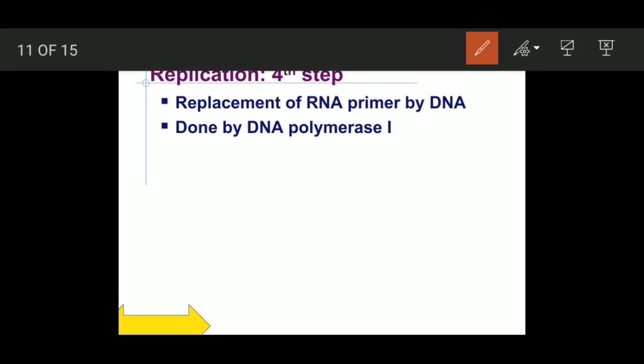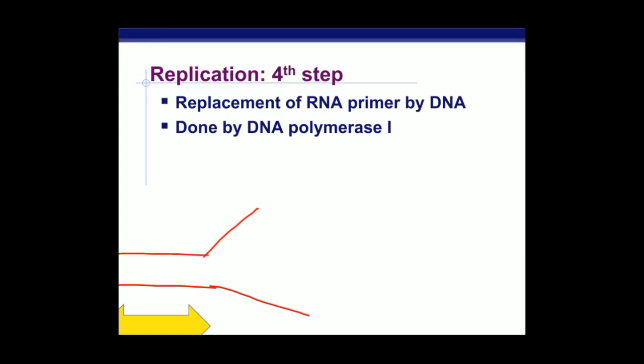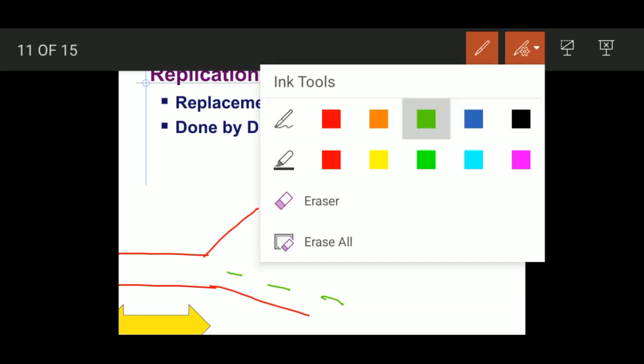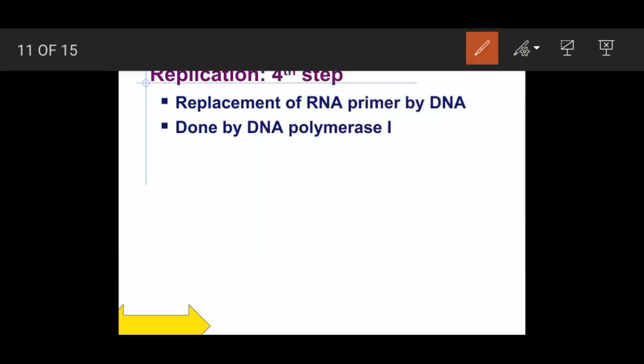As you can clearly see here, as we have already mentioned, let's draw it. Suppose this is the replication fork, correct? This is the replication fork, and suppose this is the lagging strand here, and this is the RNA primer. This is the idea here, guys. We'll talk more about the leading and lagging strand in detail also.